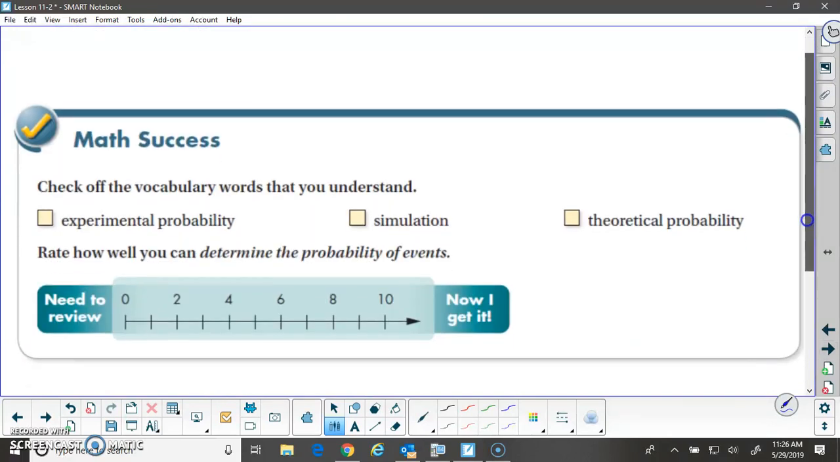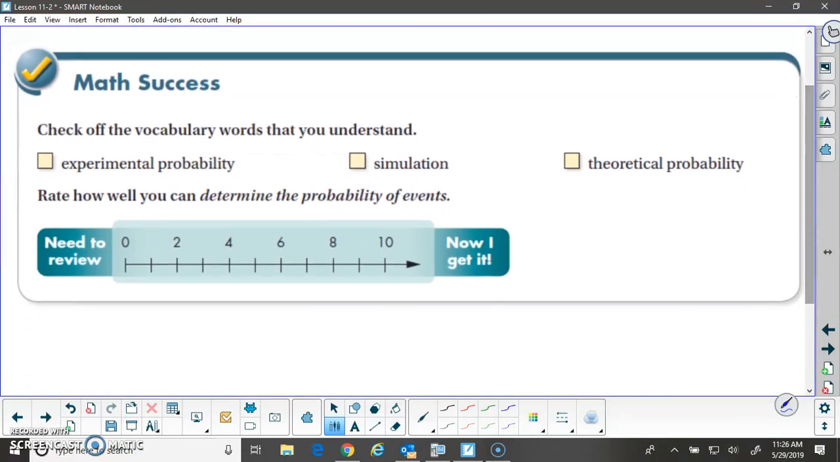So to finish up, just to evaluate, check off the vocabulary words that you understand between experimental probability, simulation, and theoretical probability, and then rate how well you can determine the probability of events.